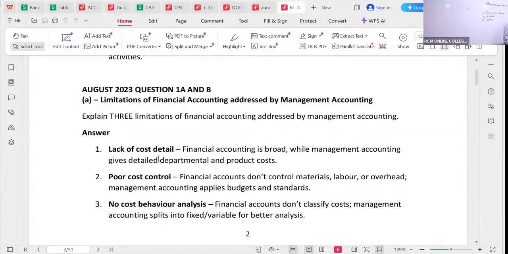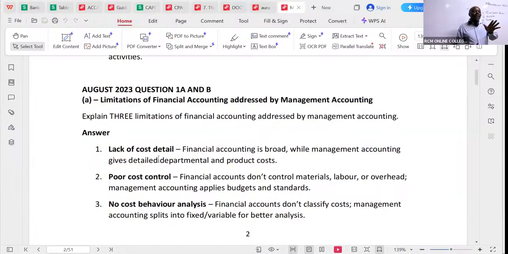Management accounting applies budgets and standards. As I said, if you remember very well, I sent a teacher here because I was not available. You were able to cover this concept of cost behavior. Do you remember the behavioral classification? In this case, we are able to classify our costs into variable and fixed.